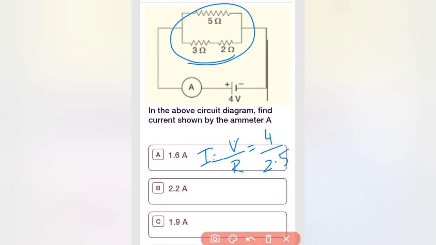What will be 4 divided by 2.5? That is 40 divided by 25. 8 5s are 40 and 5 5s are 25, so 8 divided by 5, that is 1.6. 1.6 is the correct answer. Option A is the correct answer.